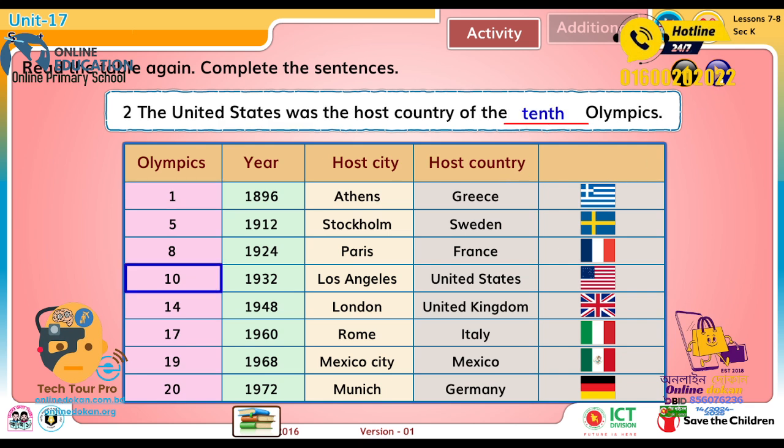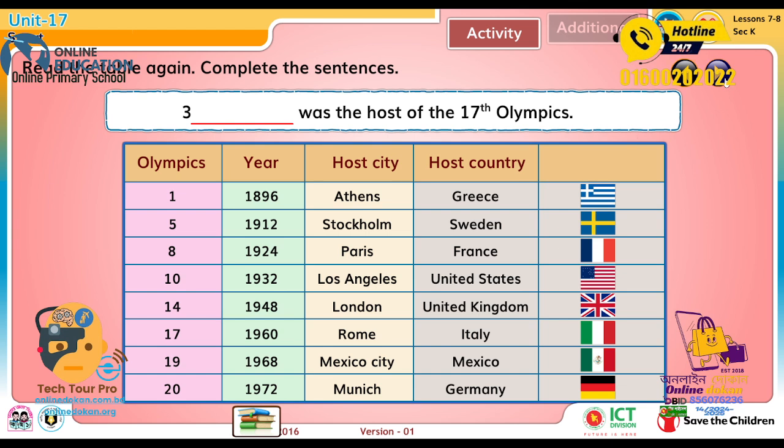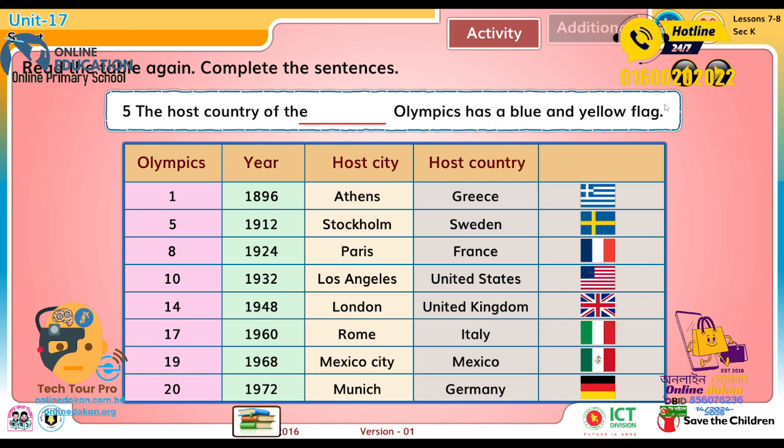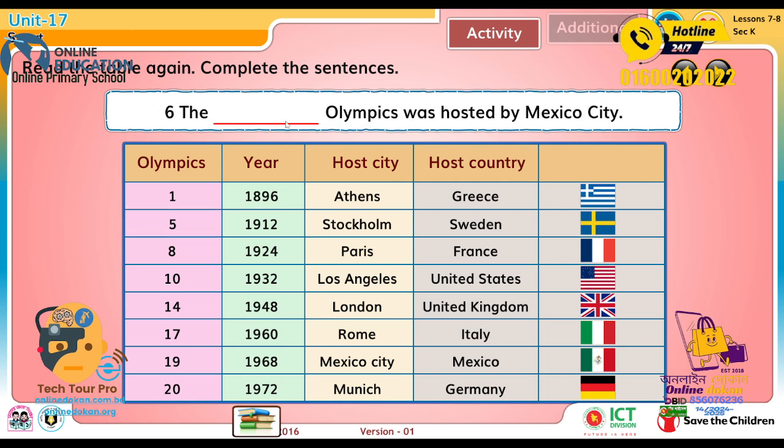2. The United States was the host country of the 10th Olympics. Italy was the host of the 17th Olympics. The 20th Olympics was held in Munich. The host country of the 5th Olympics has a blue and yellow flag. The 19th Olympics was hosted by Mexico City. The 14th Olympics was held in 1948.